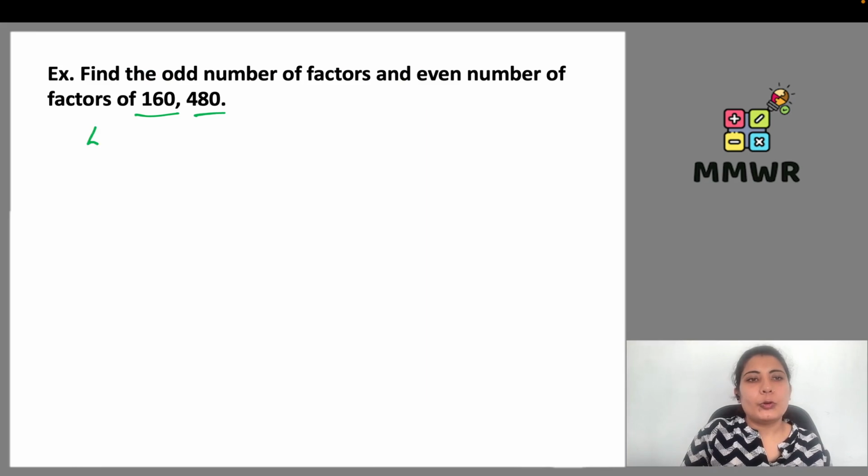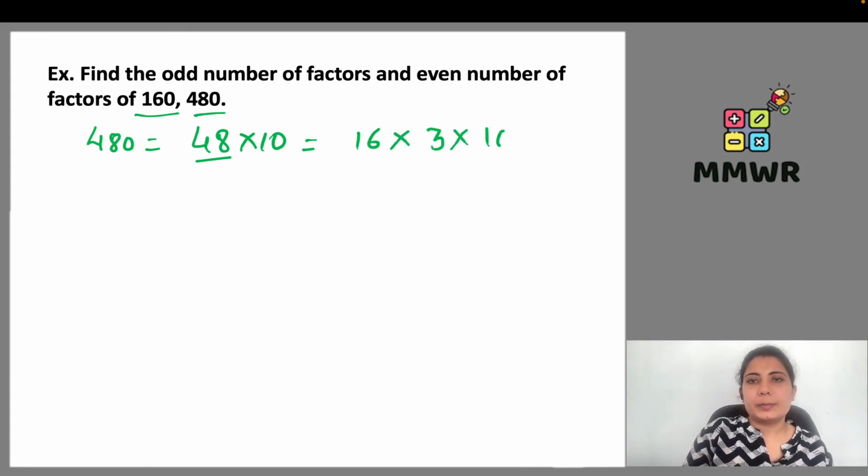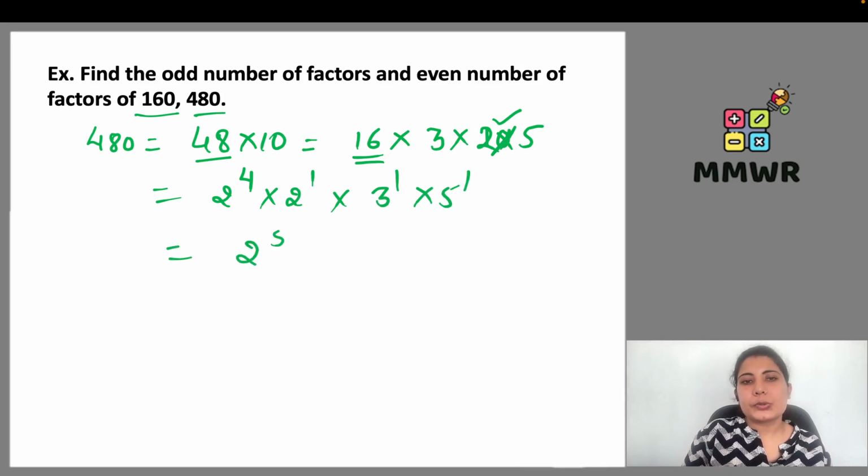So 480 can be written as 48 multiplied by 10, right? Then this can be written as 16 threes are 48 multiplied with 10. 10 can be written as 2 multiplied by 5. 16 gives me 2 to the power 4, and here I have one more 2. Multiply 3 to the power 1, 5 to the power 1, which can be further written as 2 to the power 5, 3 to the power 1, 5 to the power 1. Or else you can just take the help of the prime factorization method to get the prime factors of it.